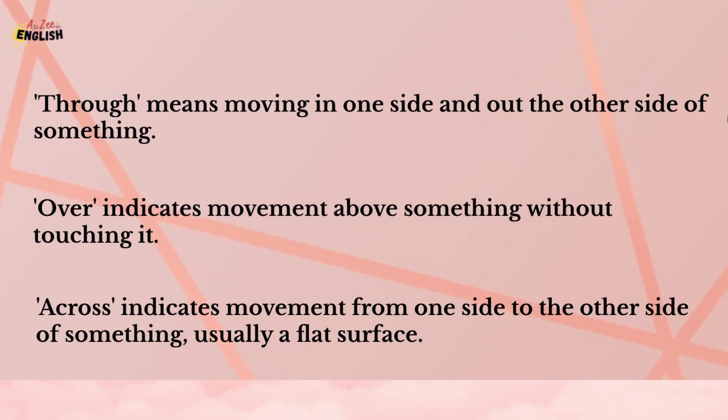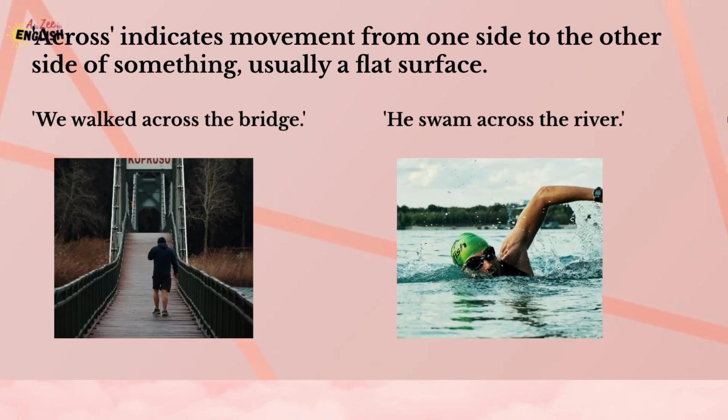And the last one is across. It indicates movement from one side to the other side of something, usually a flat surface. For example, he walked across the bridge. Here across indicates the movement from one side of the bridge to the other side. It describes how he traversed the bridge while walking from the starting point on one side to the destination on the opposite side, covering the entire span of the bridge in the process.